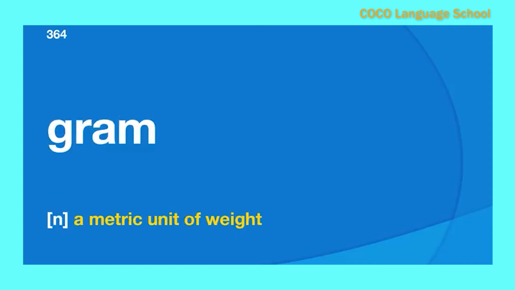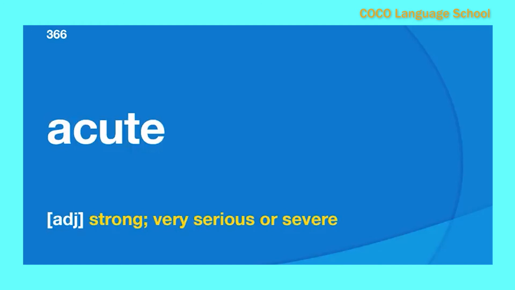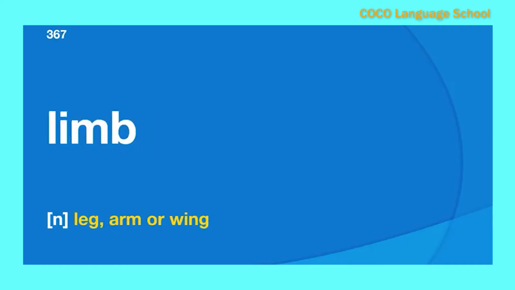A metric unit of weight. Gram. An entry into a place for the purpose of taking control. Invasion. Strong, very serious or severe. Acute. Leg, arm or wing. Limb.